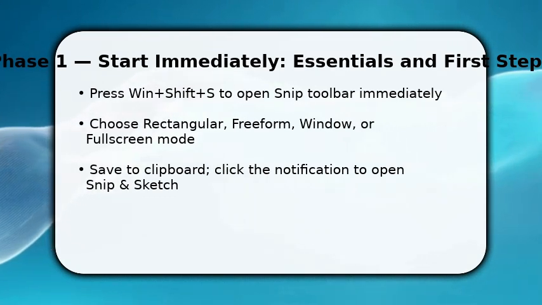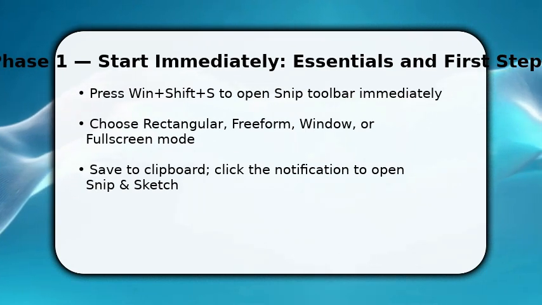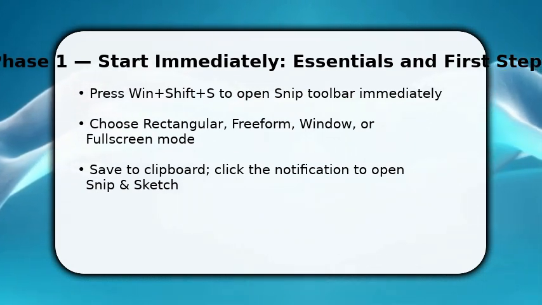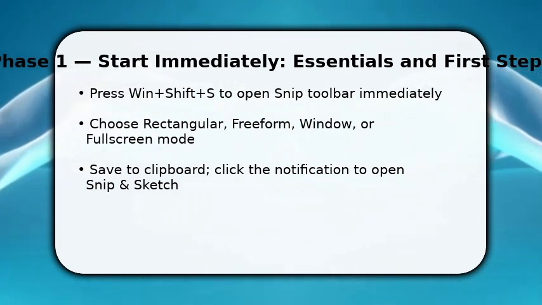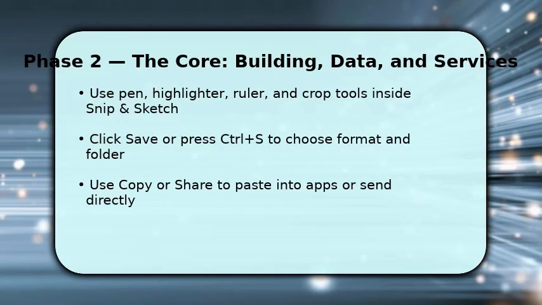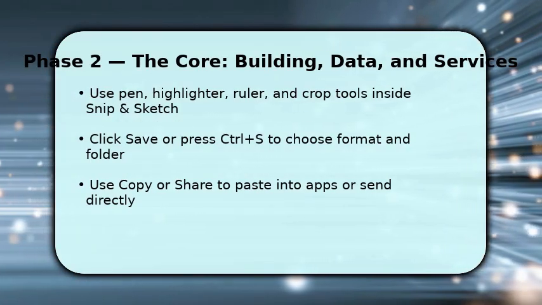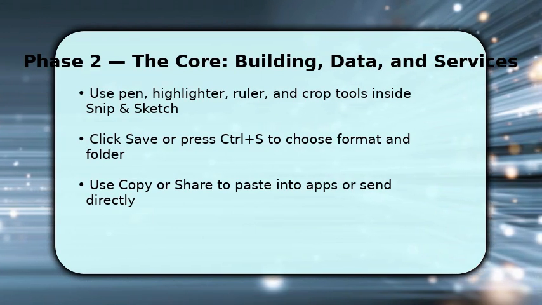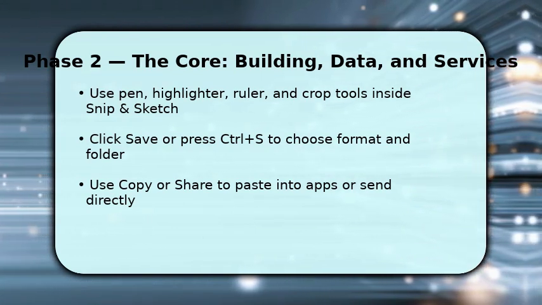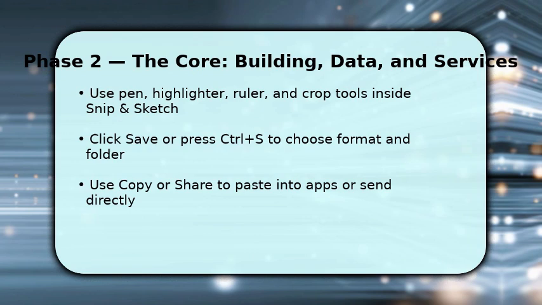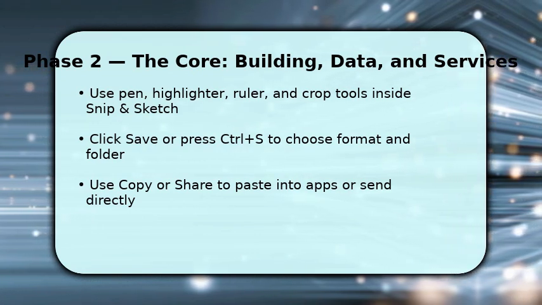Click the small notification in the corner to open Snip and Sketch for quick edits or to save to a file. Once in Snip and Sketch, edit immediately. Select the pen or highlighter to mark areas, use the ruler for straight lines, and crop to refine the frame. You can undo mistakes with Ctrl plus Z. This matters when precise annotations are required.